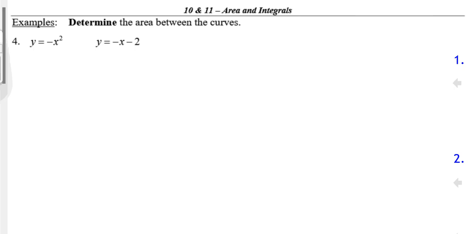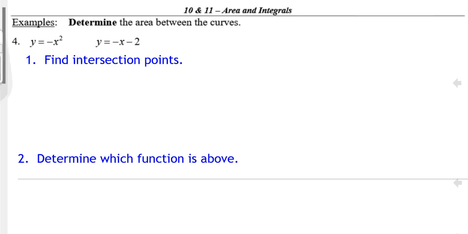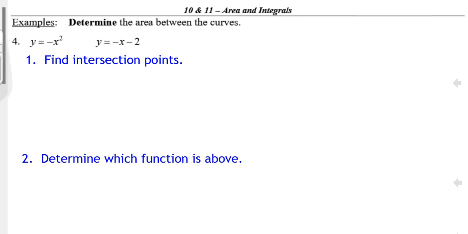This time we're not given boundaries. We're just asked, what is the area between these two curves? So we need to begin by looking at where these two curves intersect. So why don't you do that? Find out where these curves intersect. Once we do that, then we need to figure out which function is above the other function. If it changes, then you have to do a couple things, which may show up in a question yet. You'll have to find out.